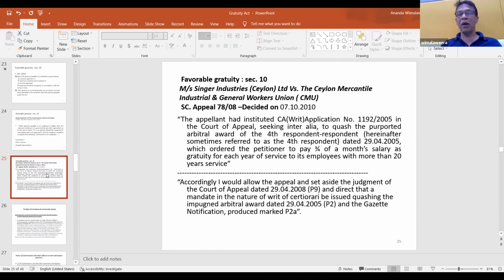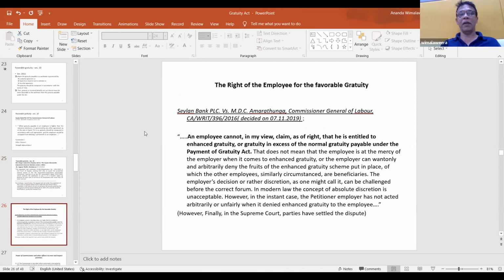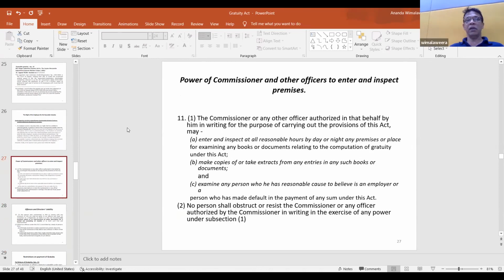There was an offer but no acceptance. So therefore there is no agreement. Is it clear? Right. Yes, sir. Another court case also we have, but I'm not going to discuss all these things.